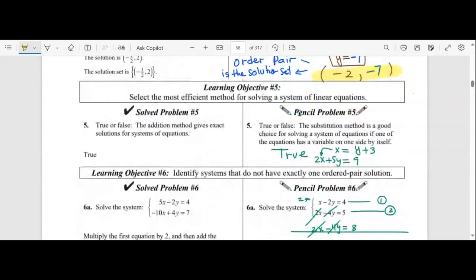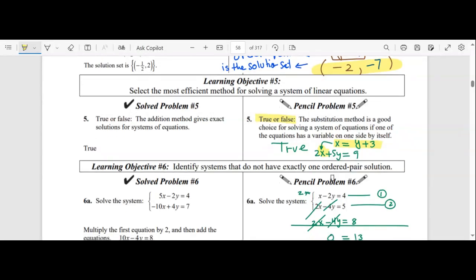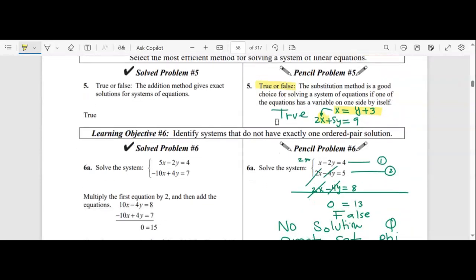The next question says, Ryan, read the next question. True or false? The substitution method is a good choice for solving a system of equations if one of the equations has a variable on one side by itself. Yes. I'm giving you an example: x equal 3y plus 3. So it's isolating one variable on one side and the other variable on the right side. So it's much easier to substitute now. Use the substitution method, not the elimination, not the addition. Is that clear? So the answer here is true.